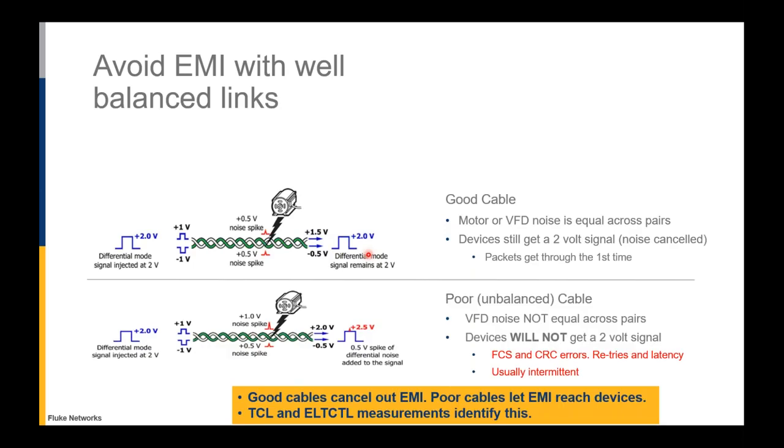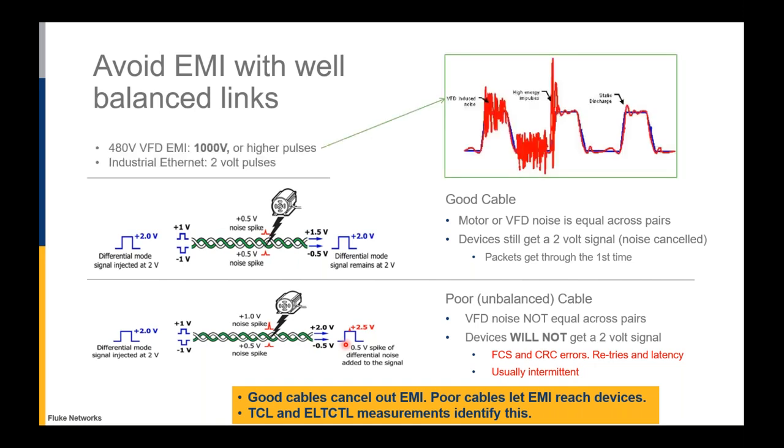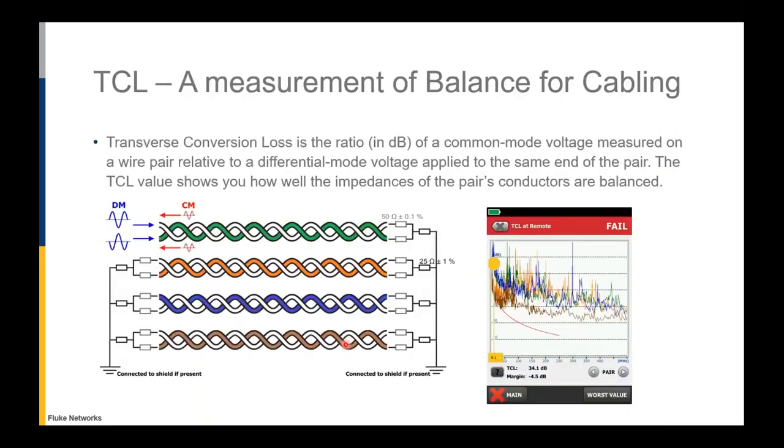Now, if the cable is not well balanced, as in this bottom example, we're not able to maintain the 2 volt differential signal, and this generates our errored frame. Here's a quick look at this on an oscilloscope, and we see the noise on top of the square pulses that are being transmitted. So what is the way that we measure the balance of the cable?